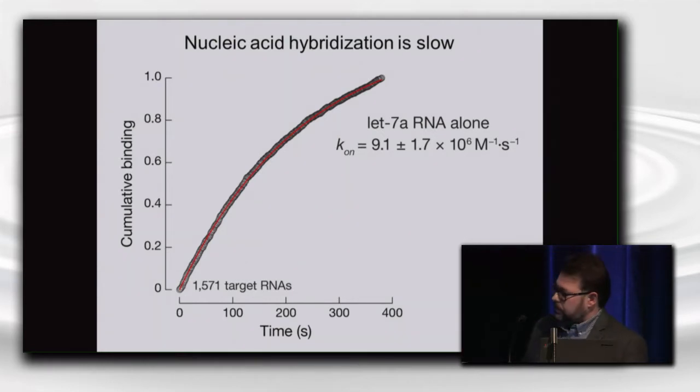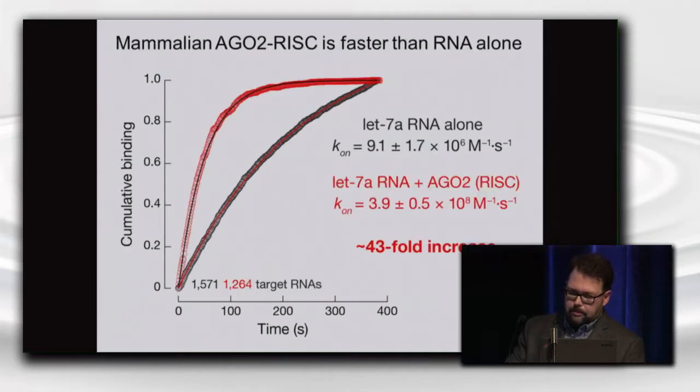So this curve, this binding curve, is for LED7 guide strand. There's no AGO yet. Binding to its complementary target, and the rate that we detect is consistent with what I said before. This is about 10 to the 6th. But what about LED7 AGO? It turns out that Argonaute accelerates binding of the guide strand by about 2 orders of magnitude.